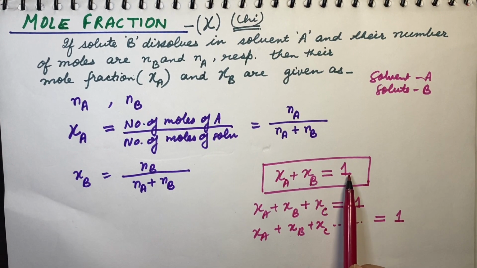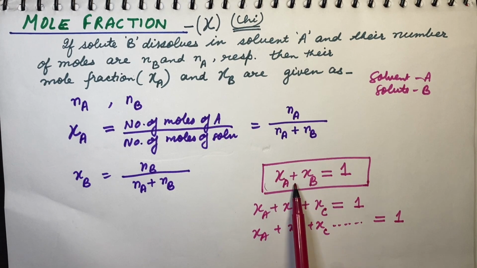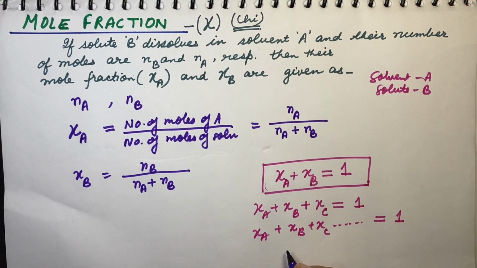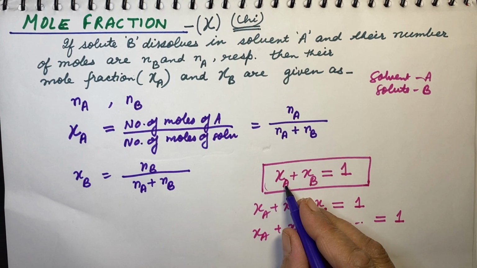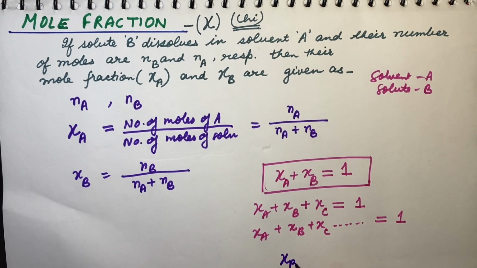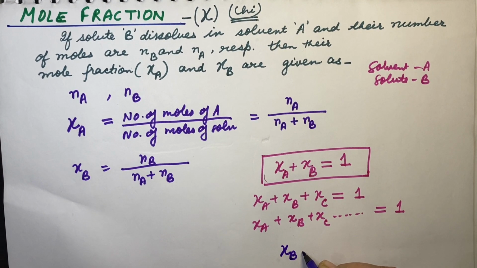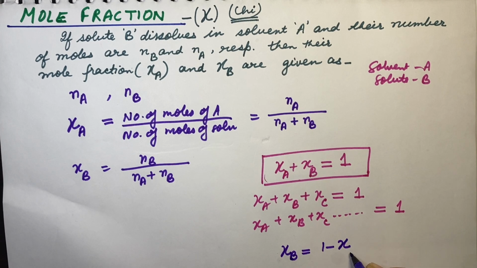If we have calculated the mole fraction of A, then the mole fraction of B can directly be calculated by subtracting from 1. If we know chi A, then the mole fraction chi B will be equal to 1 minus the mole fraction of A.